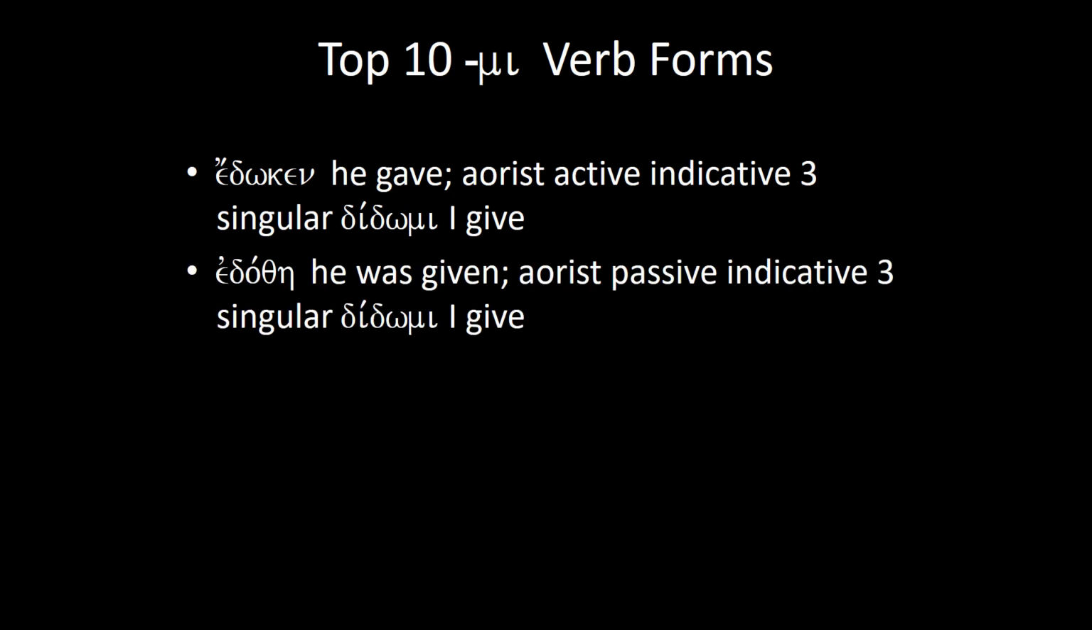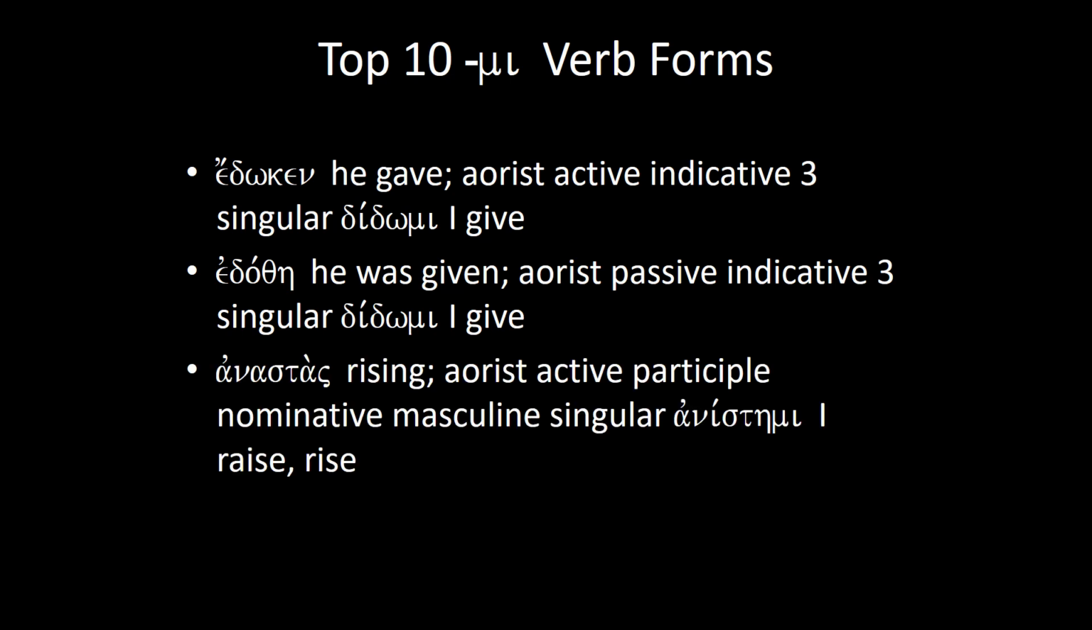Edothe. This one's also from didomi. You see that verb stem do. You see an augment on front plus theta eta. So augment theta eta, aorist passive. This one's aorist passive indicative, third singular. Anastas. This is a participle form from anistemi. In translation, this would be rising. This one is an aorist active participle, nominative masculine singular, from anistemi, I raise or I rise.